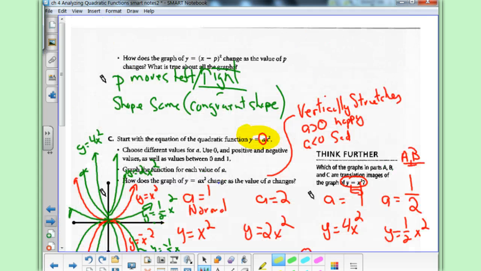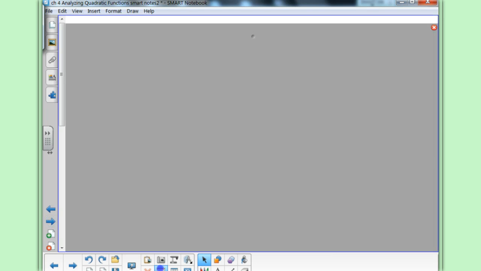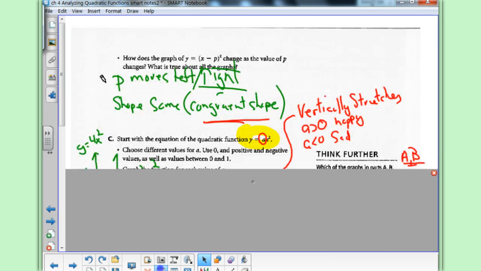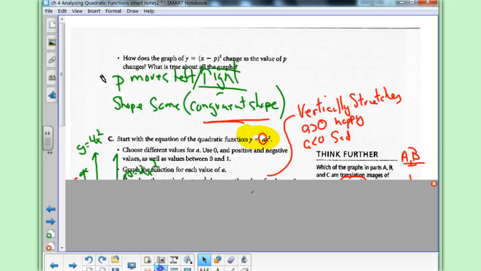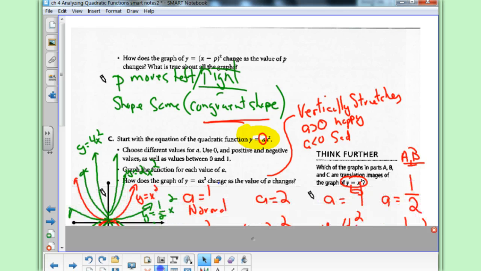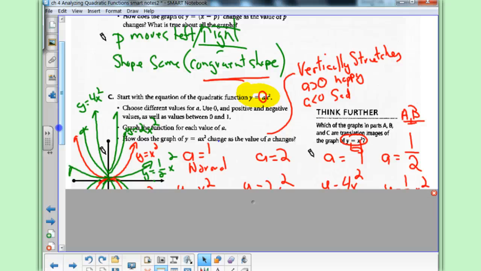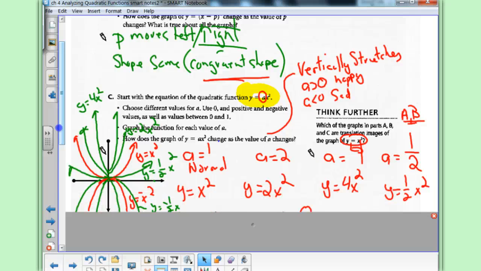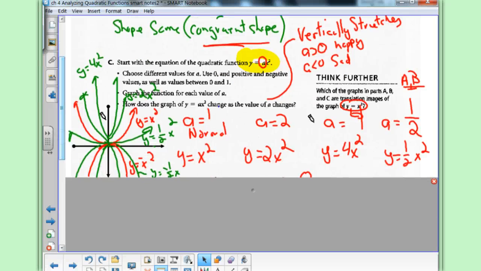What about our conclusions? It seems like it's the same shape, a congruent shape, but it moved left and right. So our next investigation is about A. Go to your graphing calculator and try different values between 0 and 1. What are values between 0 and 1? 0.1, 0.2, 0.5, 0.8. What I found was that when I plugged in values between 0 and 1, I got parabolas that were smaller than what I had. So just play with this one, and we're going to look at the big picture.